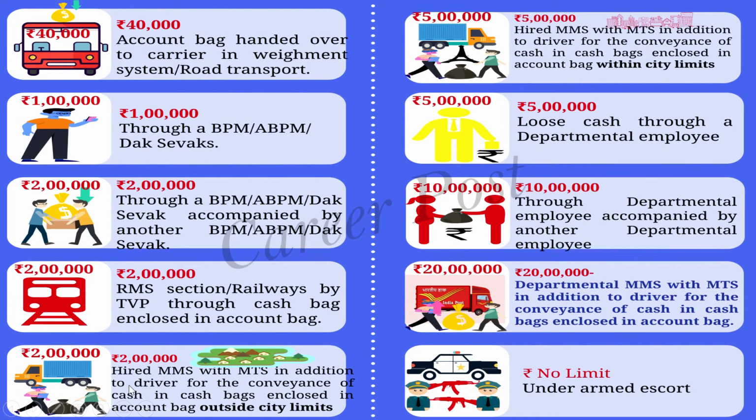So what is the maximum amount? It is 2 lakhs when it is outside city limits. I have given a picture of a village here so that you can understand it is outside the city limits. And 2 persons are there. One is the driver, the other one is the MTS, and it is a non-departmental vehicle, that is a hired MMS, and it is outside city limits. So it is 2 lakhs.